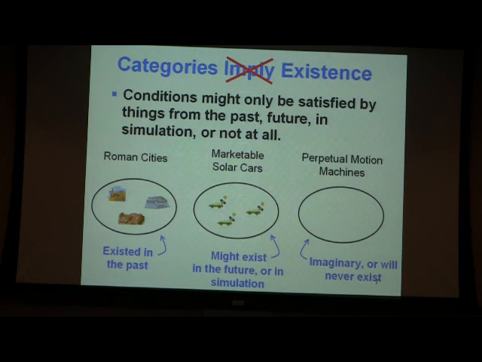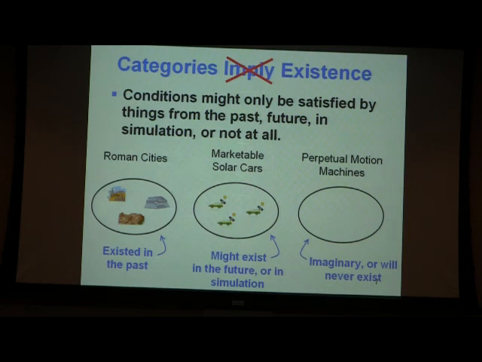And we might also, say, have a category with the conditions that describe marketable solar cars. Well, they don't exist now, but that doesn't stop us from making the conditions. And this applies, of course, to anything you do in product design, because the product usually doesn't exist in advance. But that doesn't stop us from making the category.